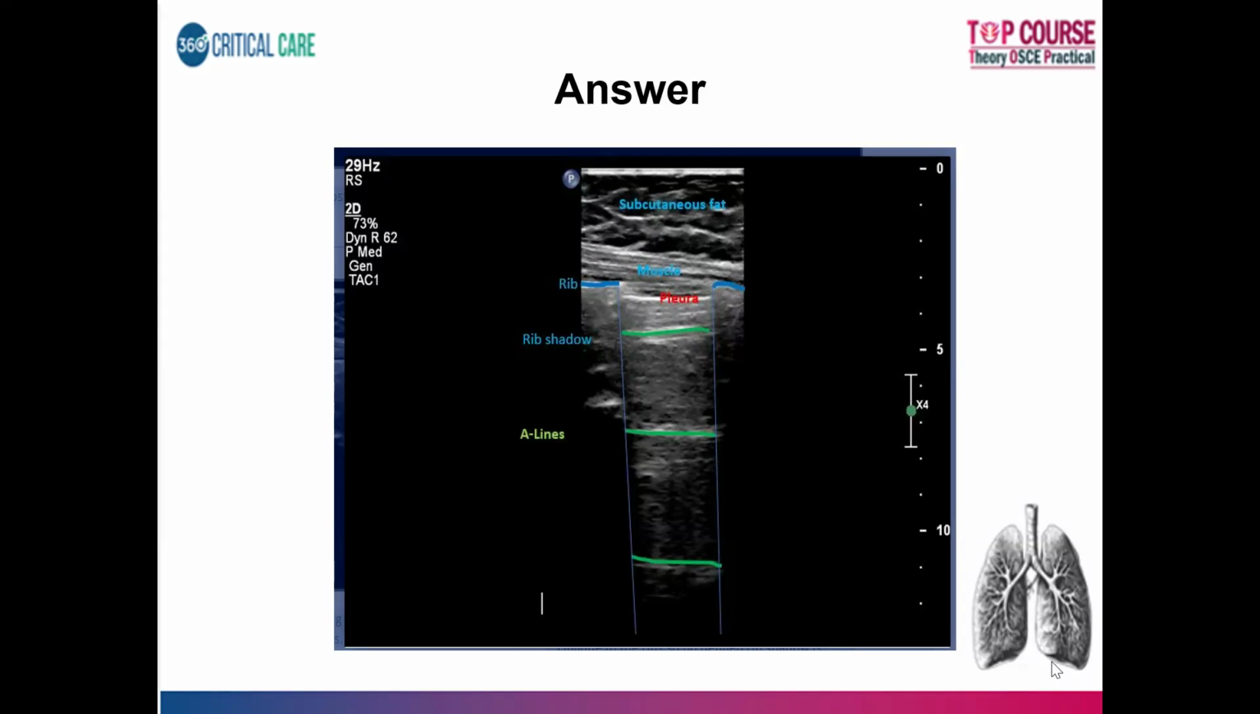I'll be going ahead in the next slides talking about the definition of A lines, etc. By and large, this is the normal linear probe image of a lung ultrasound. You initially have the subcutaneous fat just underneath the probe. After that, whatever image you see is of the intercostal muscles, pleura, and then underneath the pleura, you have the lung.